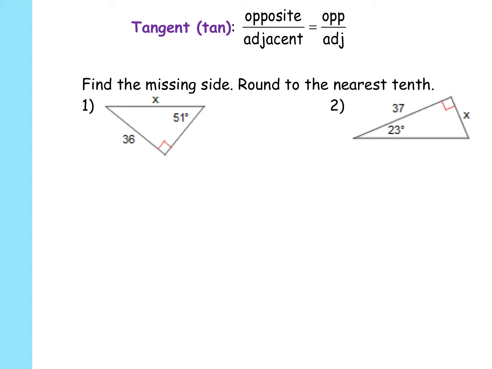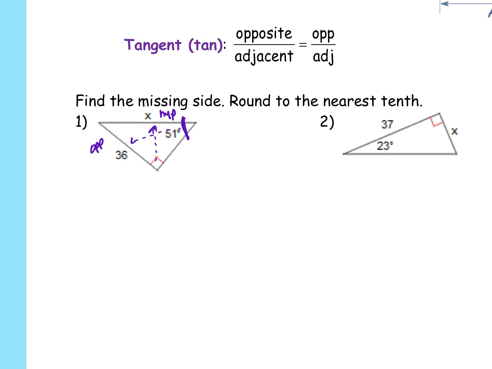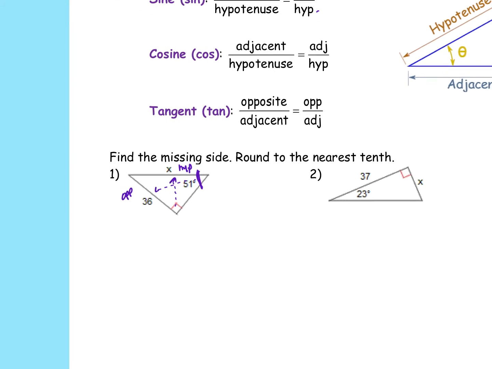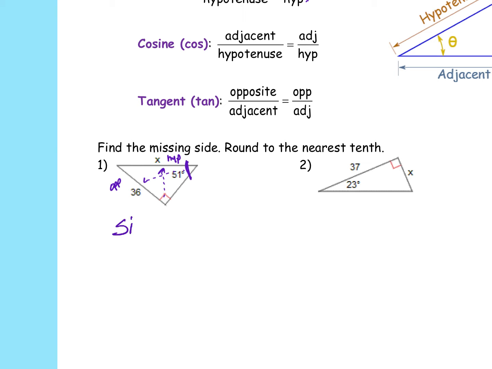So here we go. I've marked the angle that I have, which is this one, and then I have my hypotenuse and I have my side opposite. So opposite over hypotenuse. So that means I'm going to use sine because I have opposite and hypotenuse. So I'm going to say sine of 51 is going to equal 36 over x.